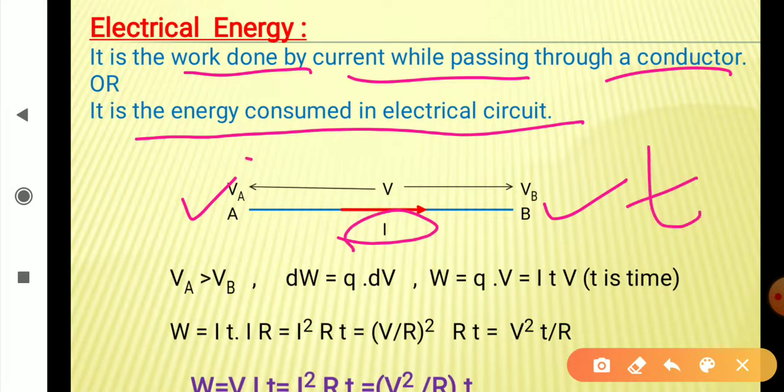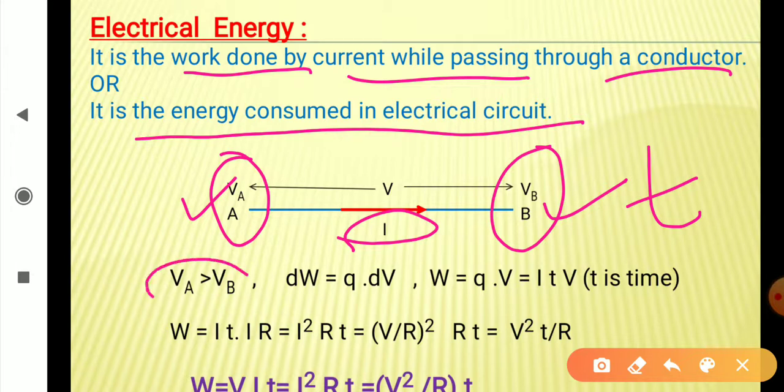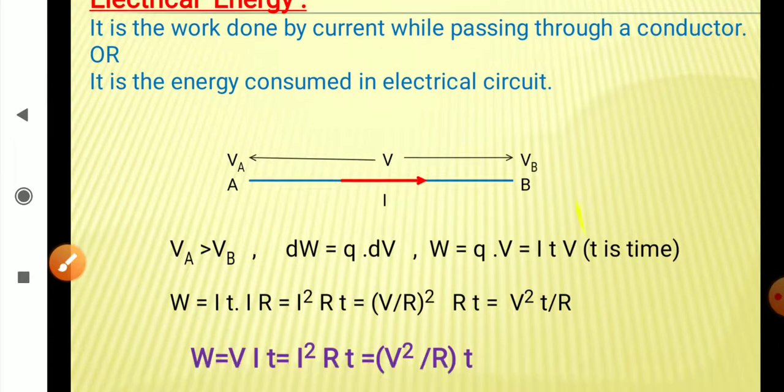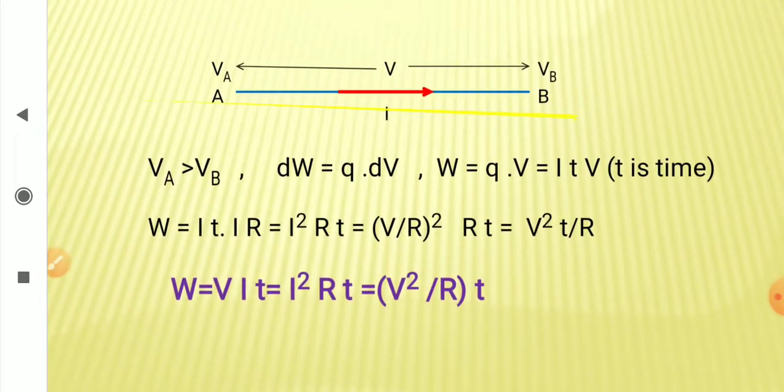Now point A is at higher potential VA, point B at lower potential VB. You know that current always flows from higher potential to lower potential, and the potential difference between these two points is V. So now let us find out a relation for this electrical energy.